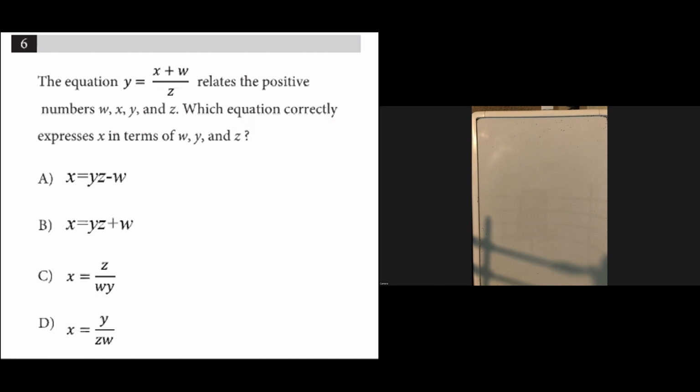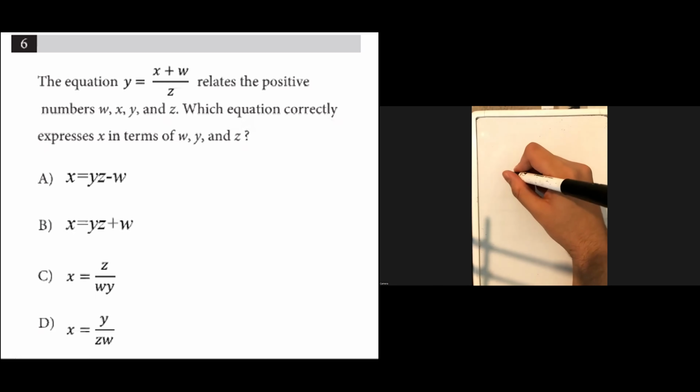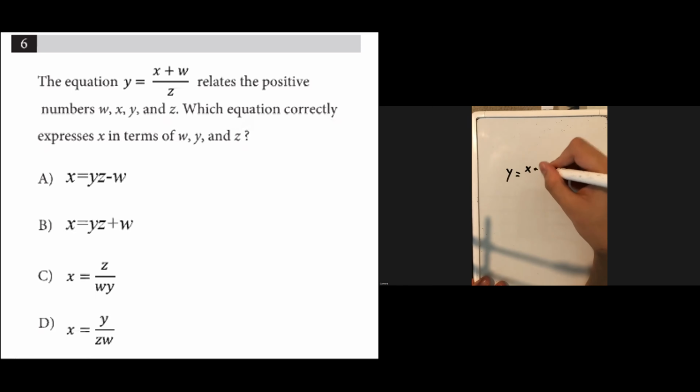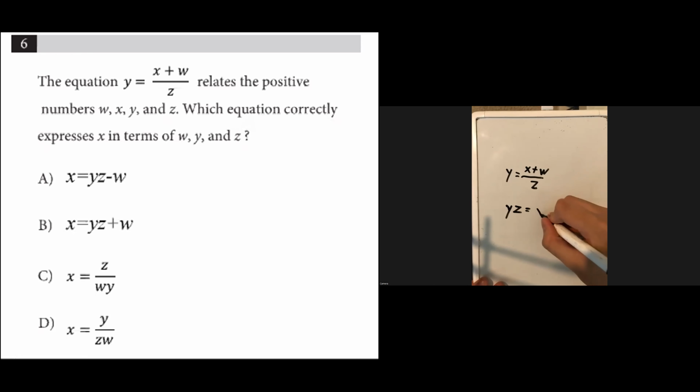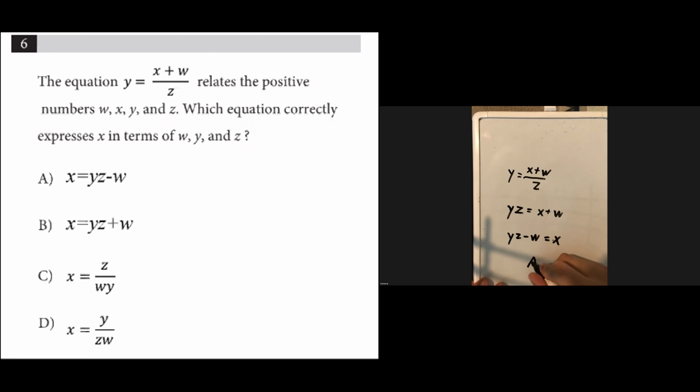Okay, so for this one, we're given y equals x plus w over z. And so for this, we just have to get x by itself. So y times z equals x plus w, and subtract w from both sides. yz minus w equals x, which is answer choice A.